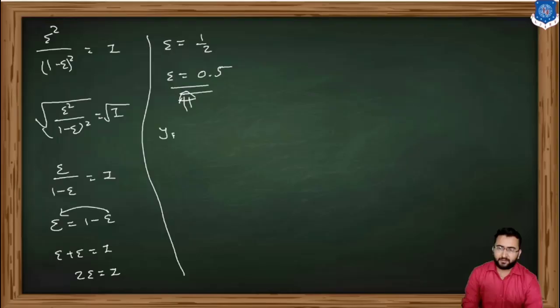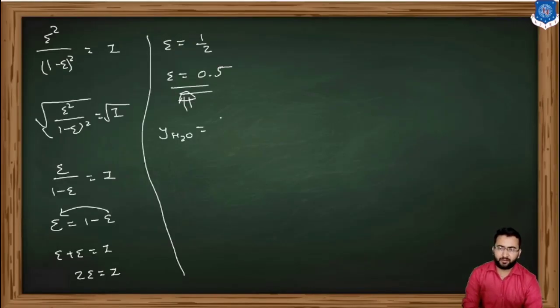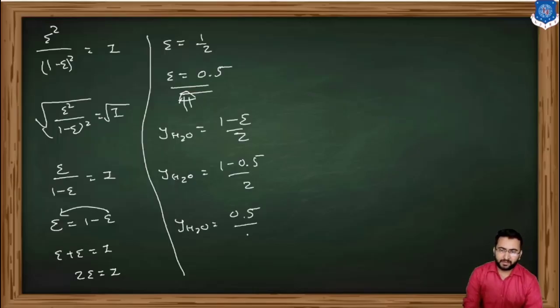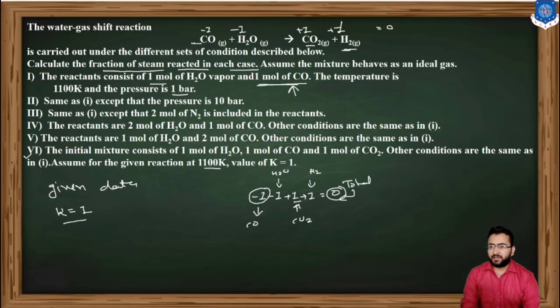So what is the value of y of H2? The equation for y of H2O is (1 minus epsilon) upon 2. So y of H2O is equal to (1 minus 0.5) divided by 2, which is 0.5 divided by 2. So y of H2O becomes 0.25. This is the mole fraction of steam present in case 1.